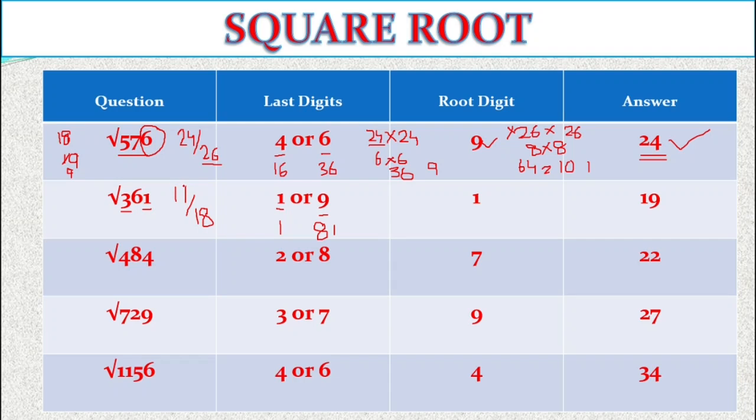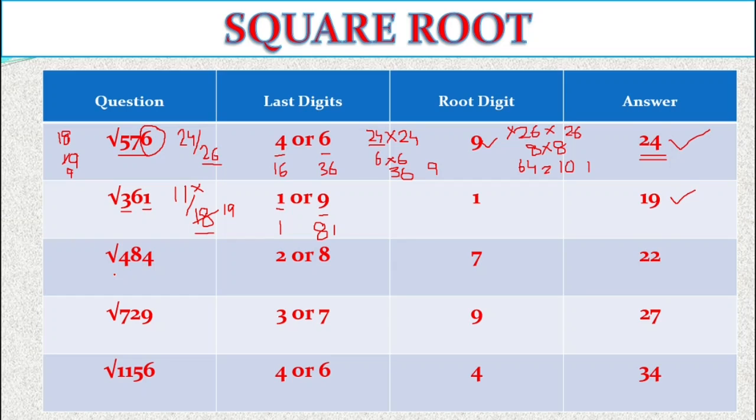And as we already know, 11 into 11 is 121. This cannot be the answer. And 19 into 19 is 361. Okay. Sorry, I said 18 earlier, it's 19, right? Because I have to take this one, not this one. Yeah, 19 is the answer for it. Or if you have any doubt, yeah, you can apply this root digit technique for finding it.